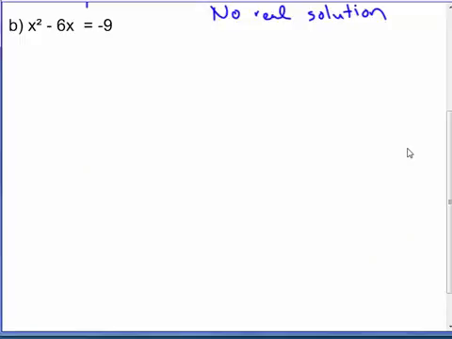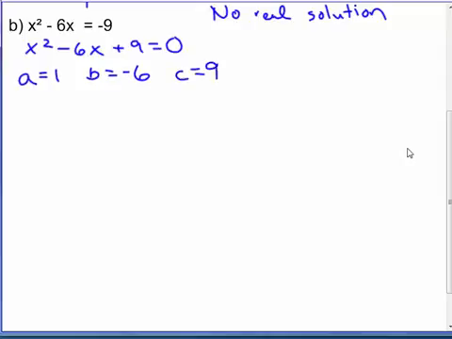All right, the last one, b here. So again, I'm going to move the 9 over. X squared minus 6x plus 9 equals 0. A is 1, B is negative 6, and C is 9 here. So I'm going to plug it into the quadratic formula.